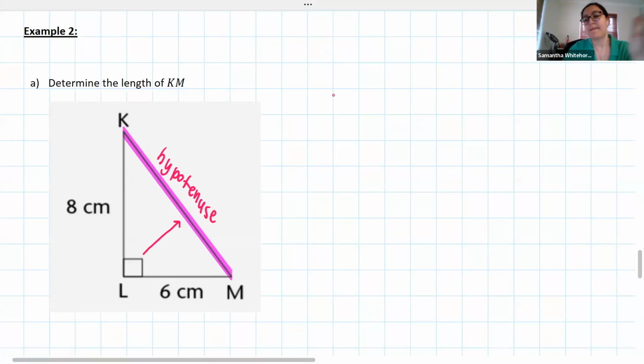Let's see what we come up with. Give it a try. And remember, it's in centimeters, so your answer should have centimeters in it. That's a good way. Well done on remembering your reason.